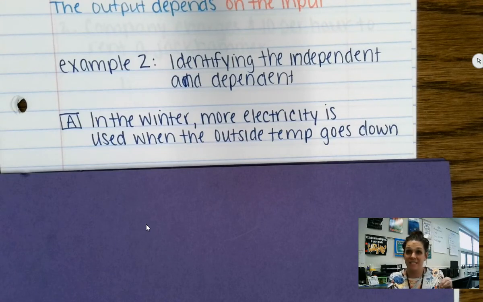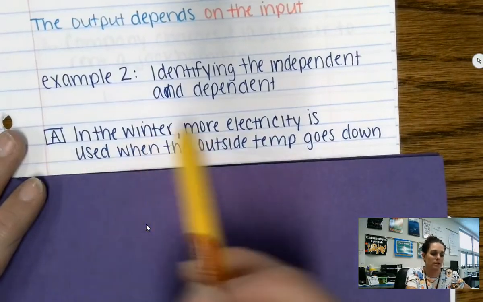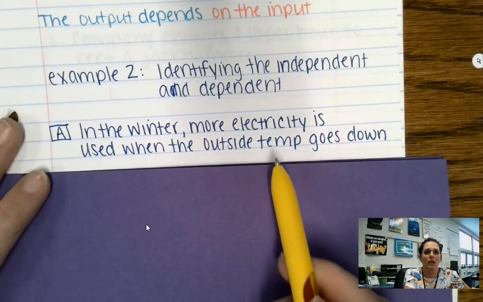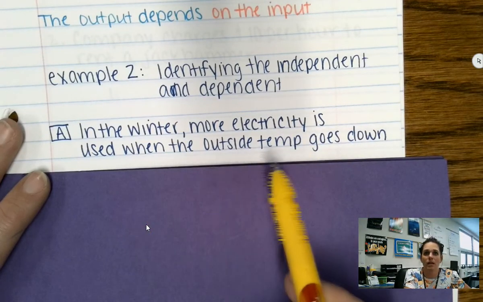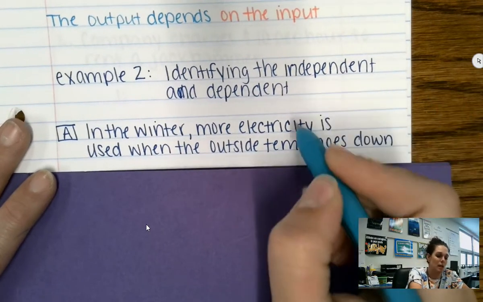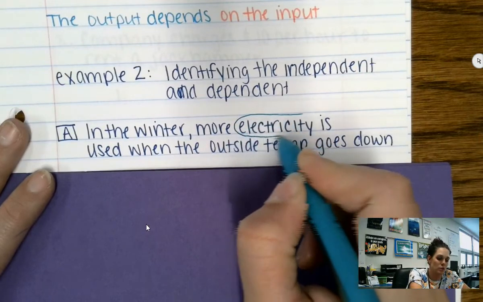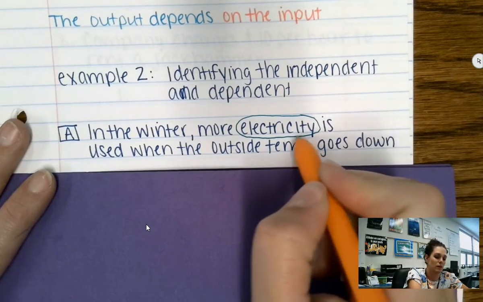So the first thing we have to decide is what are the two things we're using? I'm going to ask the question independent or dependent, but the question is, what even gets written on those lines? You could use that technique of circling. In the winter, well, that's not a mathematical anything. More electricity is being used when the outside temperature goes down. So I should be able to see I am using electricity and I am having my temperature.